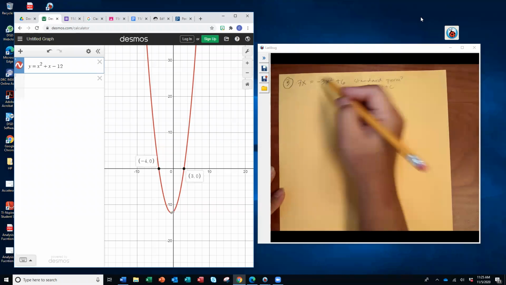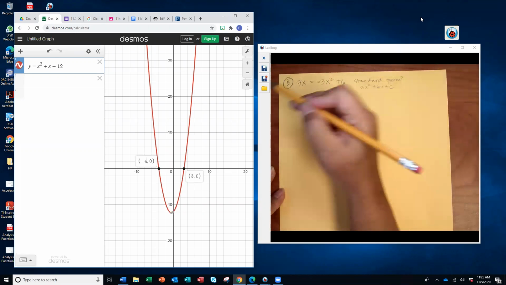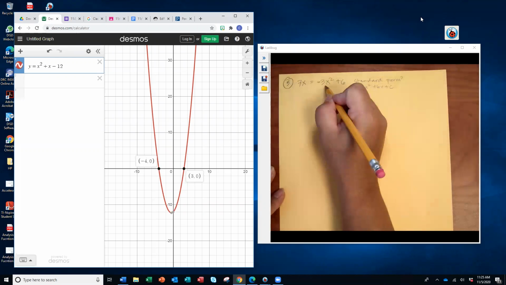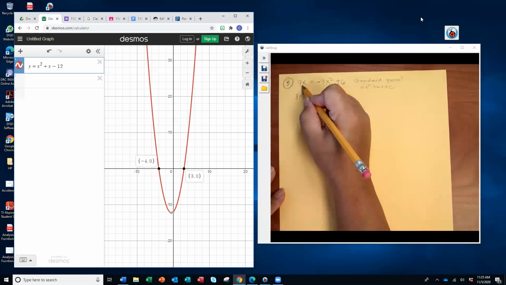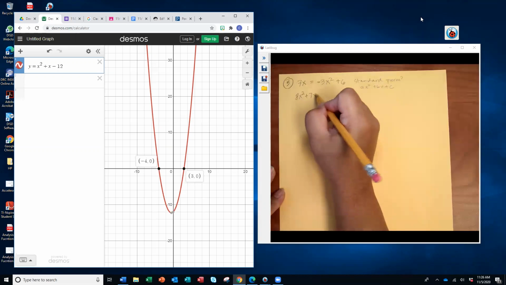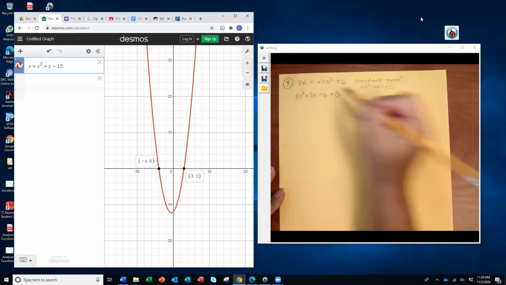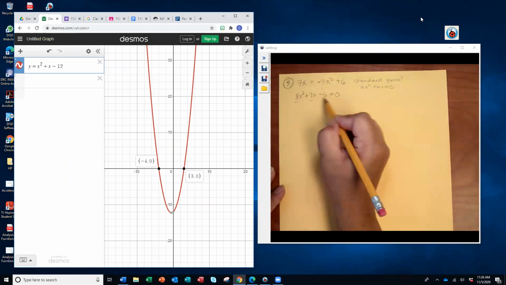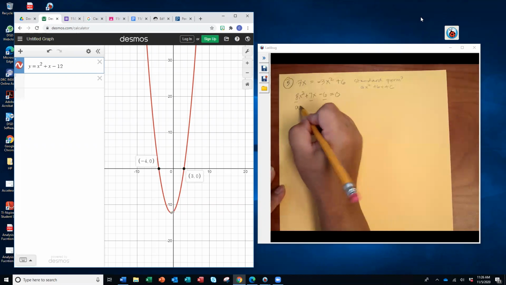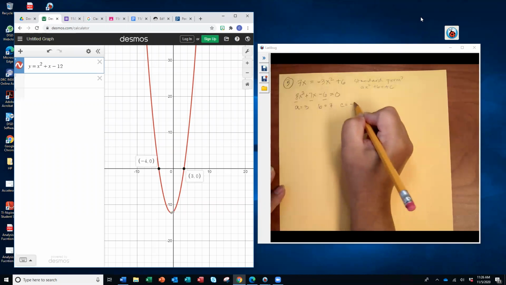It's easier to have a positive 3x squared, so I'll move all of them to the left side. This goes here and becomes a positive 3x squared. Then a 7x follows next, but I'm not moving that 7x, so I'll copy it down, 7x. And then a positive 6 becomes a minus 6 equals 0. So from here, I know my A, B, and C. A equals 3, B equals 7, and C equals negative 6.